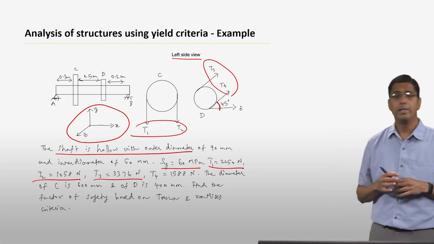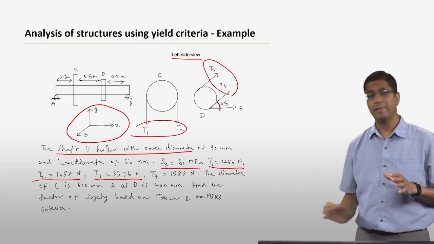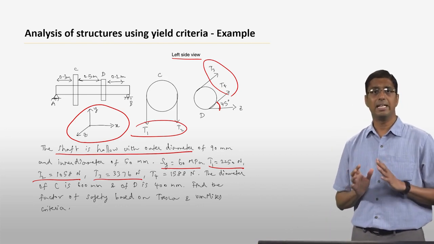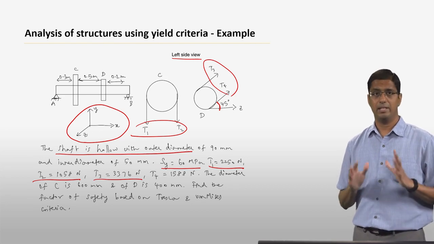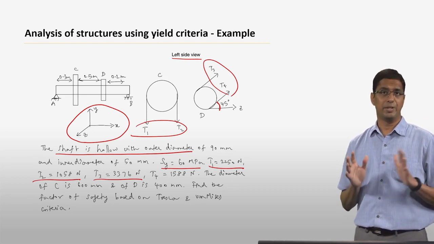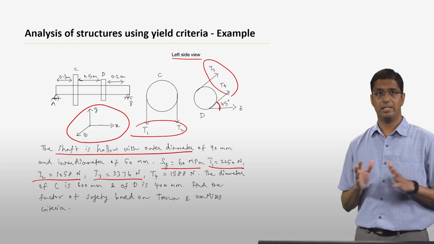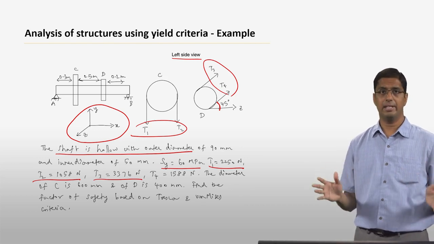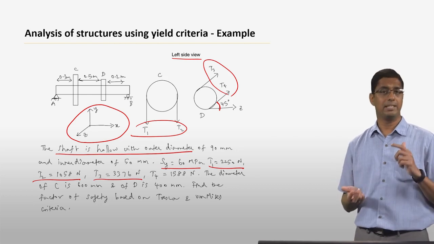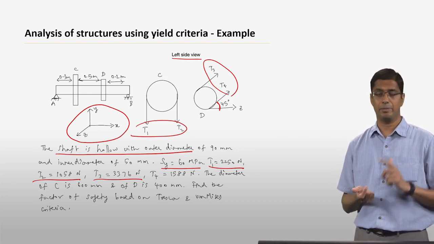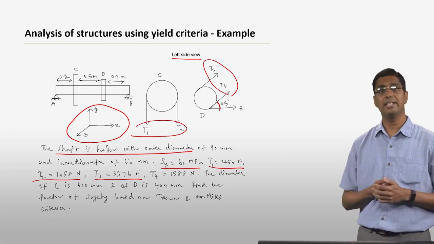What we do when we start analyzing a structure like this is very similar to what we have done previously when we looked at problems under combined loading. First, we have to know the internal moments and torques at every cross section inside the shaft. That means we have to draw the free body diagram, then the shear diagram, then the moment diagram, and also ultimately the torque diagram.